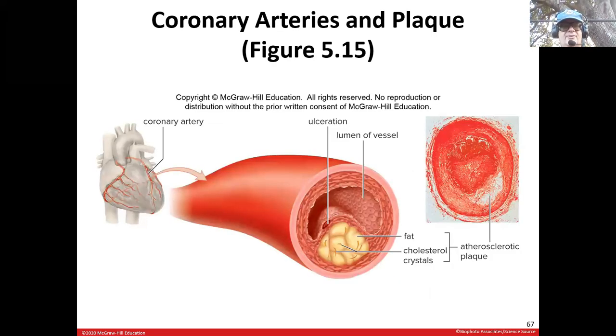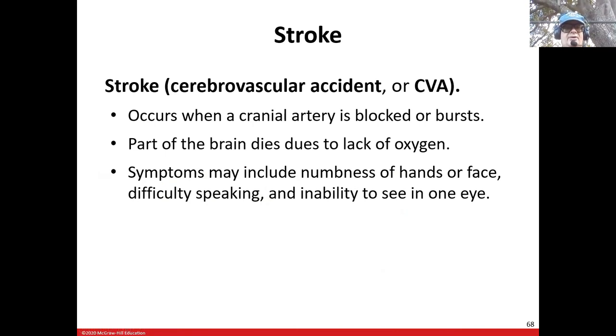So here we have an example of a nasty plaque, and you can see that it's made out of fat and cholesterol, and the blood vessel is greatly narrowed. A stroke happens when you block one of these cranial arteries to the brain, or it breaks. Part of the brain dies because you don't have oxygen. It could cause your hands or your face to get numb. You have difficulty speaking. You have difficulty seeing in one eye. Very bad.